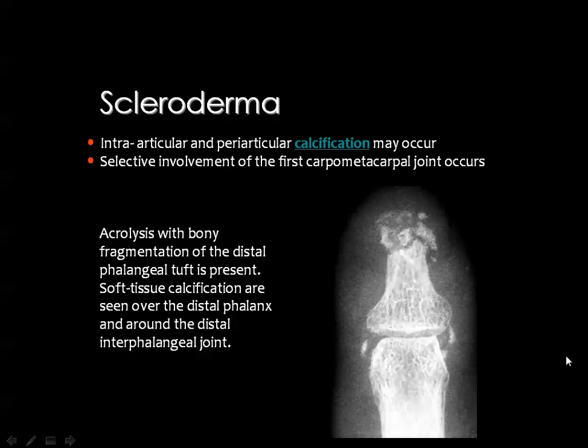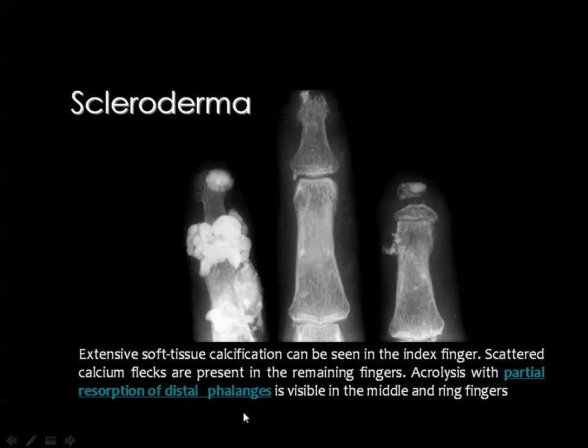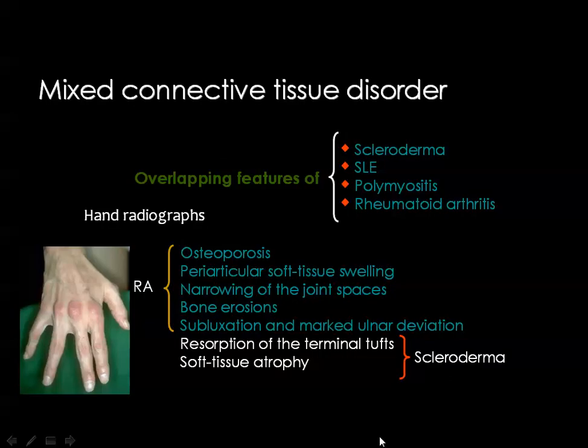If you look carefully here, you see destruction and erosion of the terminal phalanx together with soft tissue calcifications, like those in the ligaments and also around the eroded phalanx. This is also a classic case of scleroderma. You see erosive changes or resorption of the terminal phalanges with extensive soft tissue calcification.